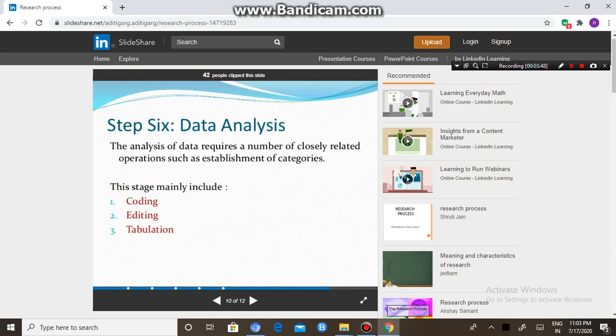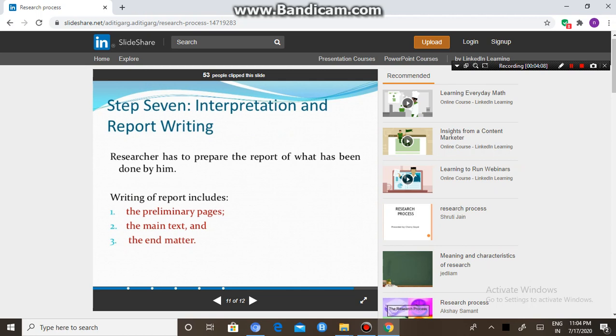Step 6. Data analysis. The analysis of data requires a number of closely related operations such as establishment of categories. This stage mainly includes coding, editing, tabulation. Step 7. Interpretation and report writing.